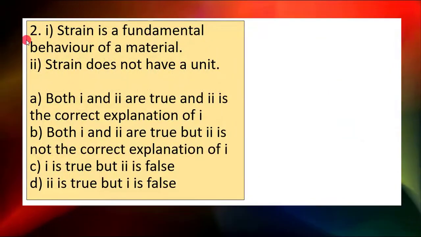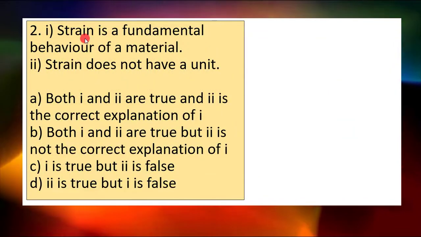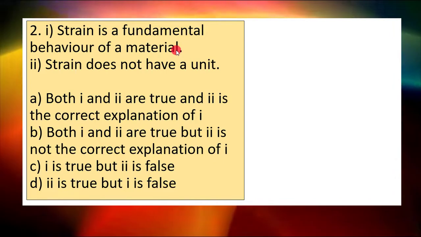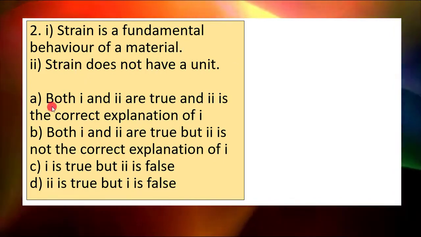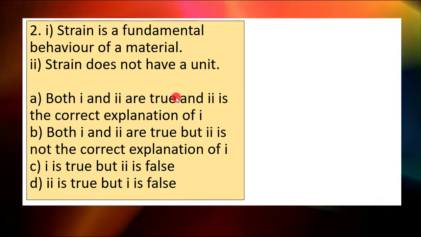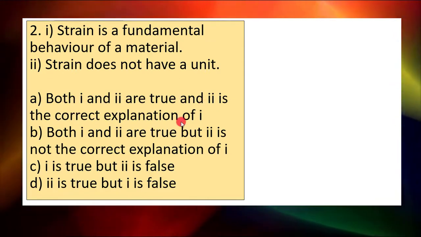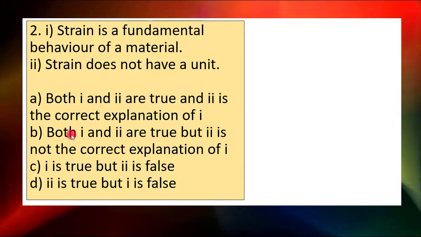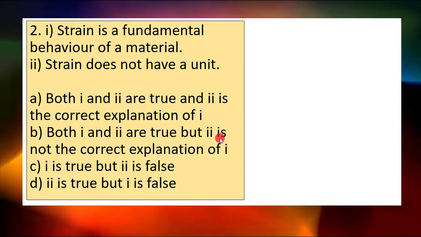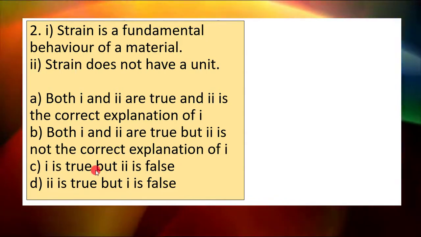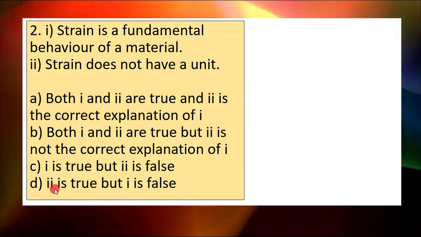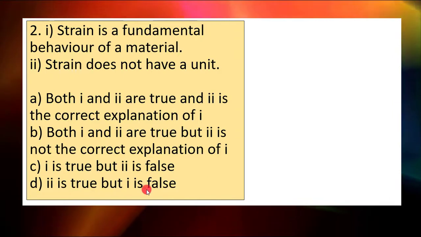Okay, let's move on to the second question. 1: Strain is a fundamental behavior of a material. 2: Strain does not have a unit. The four options are: option A, both 1 and 2 are true, and 2 is the correct explanation of 1. Option B, both 1 and 2 are true, but 2 is not the correct explanation of 1. Option C, 1 is true, but 2 is false. And option D, 2 is true, but 1 is false.